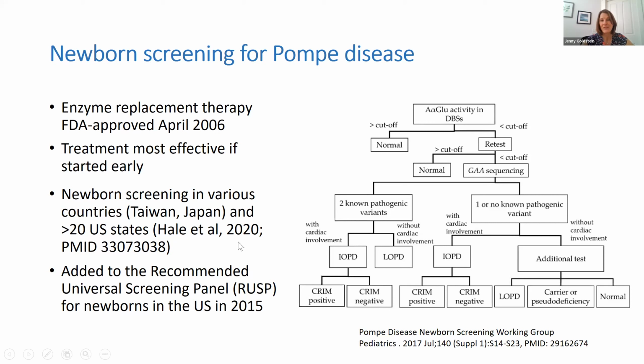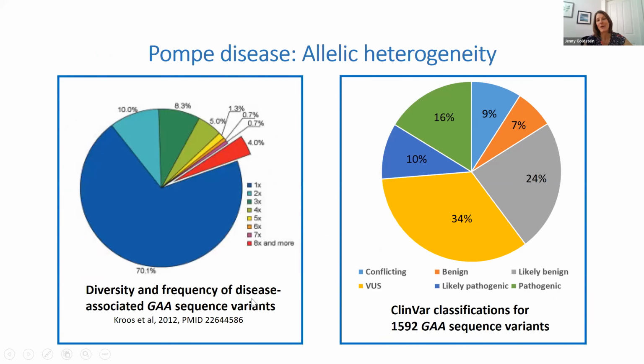So this was actually one of our motivating factors for beginning this variant curation expert panel, was really to help with this variant interpretation as part of newborn screening. So why is this important then? Like many disorders that I'm sure you all study and work on, Pompe disease has pretty extreme allelic heterogeneity.